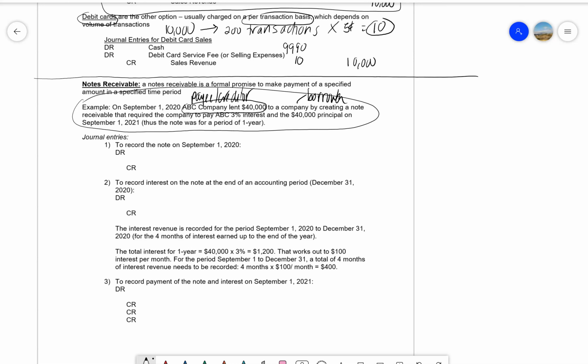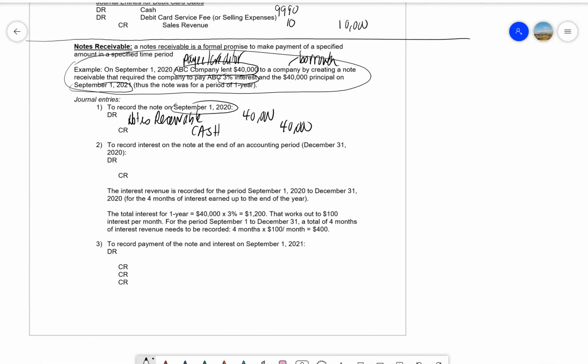Now this note is going to be paying interest of 3%, and the amount of the note and the interest is going to be due 1 year later. So on the day that we make the loan, we're going to debit this new account called notes receivable. Now once again, notes receivable is an asset, and we're going to credit cash for the $40,000. So that's the amount we're loaning to this other company.